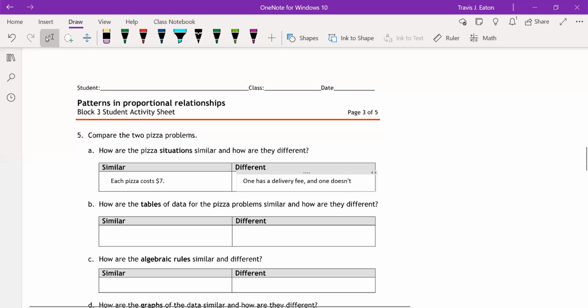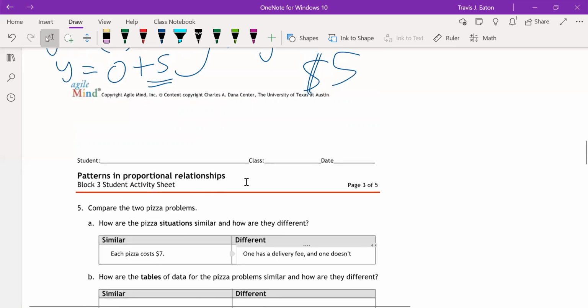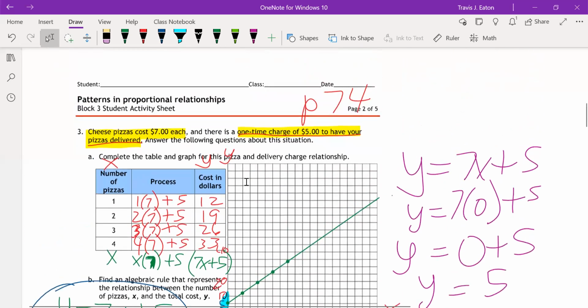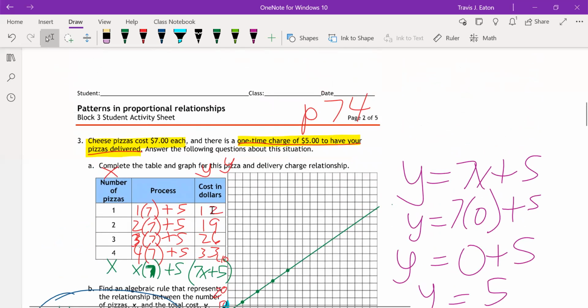Now, when we looked at the table of data, how are the tables of data for these pizza problems the same? Well, if we go back up, and I'll try to go slowly so nobody gets sick, you'll notice that in this table, the cost when you go from this number of pizzas to this to this to this, it's all plus 7, right? It increases by 7 every time.